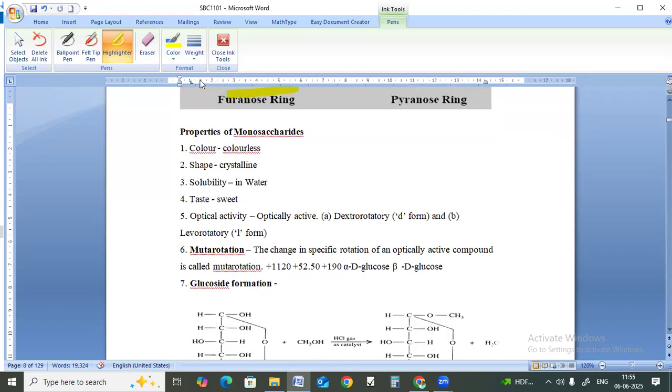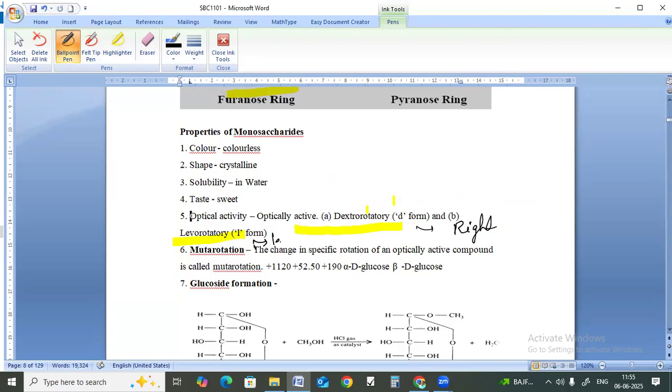Regarding the properties, we already discussed some: they are colorless, crystalline, soluble in water and taste sweet. Depending upon the optical activity, these exist in two forms: the dextrorotatory form and the levorotatory form. Dextrorotatory means directed towards the right direction, whereas levorotatory means directed towards the left direction.